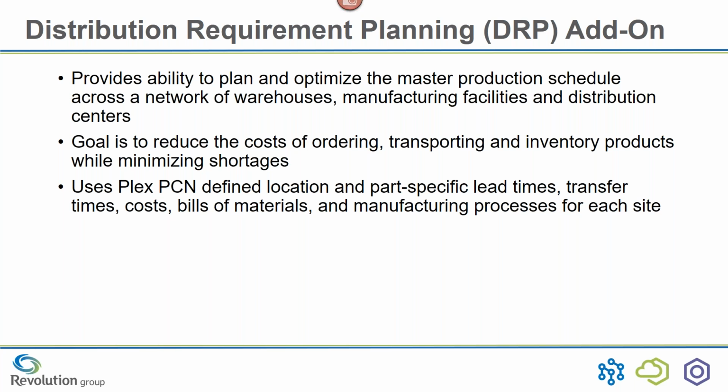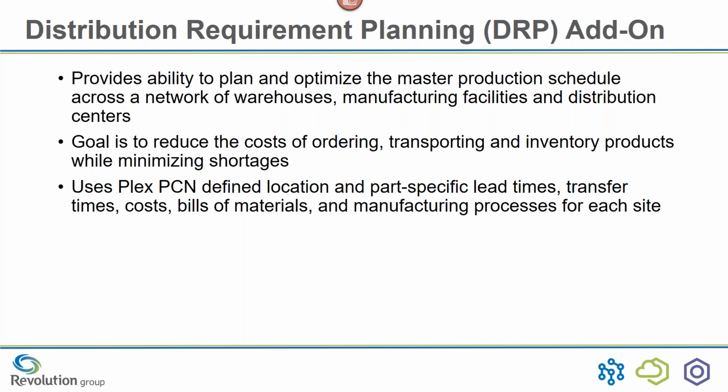Distribution requirement planning, that's another add-on. So this is the third one. And this one lets you look at your master production schedule and plan and optimize your production and inventory across a whole network of warehouses, manufacturing facilities, and distribution centers. So if you're getting into global operations, or you've got a bunch of PCNs where you've got different things happening, and where would it make sense to make this stuff based on our customer locations and transportation costs and so forth, this is a really neat tool.